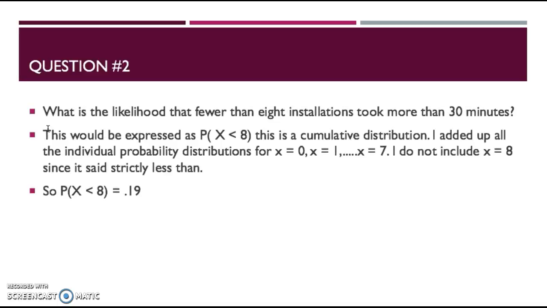Question number 2: what is the likelihood that fewer than 8 installations took more than 30 minutes? So for this problem, it'll be expressed as P(X < 8), and this is the cumulative distribution. I added up the individual probability distribution for x equals 0, x equals 1, x equals 2, x equals 3, x equals 4, x equals 5, x equals 6, and x equals 7. I did not include x equals 8 since it said strictly less than. So the answer I came up with, P(X < 8) equals 0.19. That was my rounded answer.